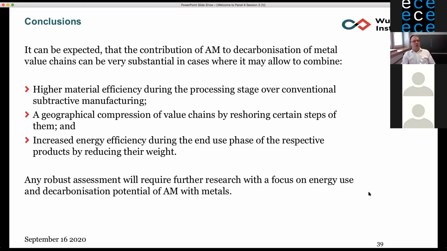Yeah, so to come to the conclusions, it can be expected that the contribution of AM to decarbonization of metal value chains can be very substantial in cases where it may allow to combine the following. First of all, higher material efficiency during the processing stage over conventional, in particular subtractive, manufacturing processes. Then the geographical compression of value chains by reshoring certain steps of them. And finally, increased energy efficiency during the end-use phase of the respective products by reducing their weight.